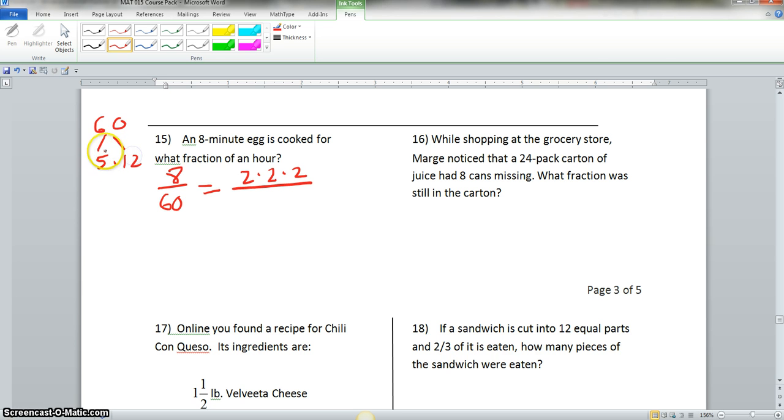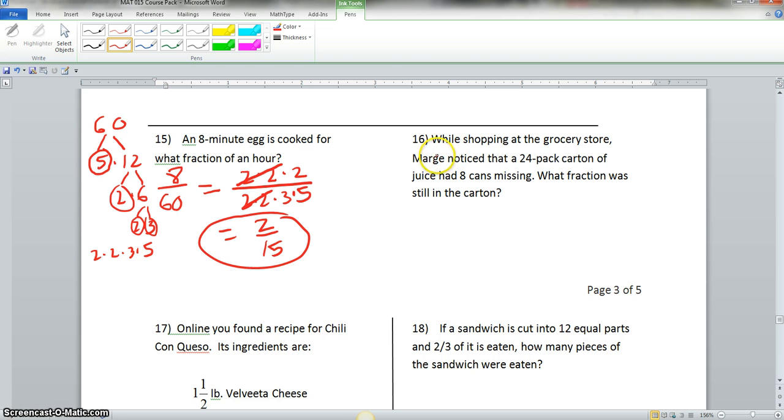5 times 12 is 60. 5 is prime, 12 is not. 12 breaks down to 2 and 6, and 6 breaks down to 2 and 3. So our prime factorization of 60 is 2 2's, a 3, and a 5. So now we have 2 sets of 2's that'll simplify out. And our final answer would be 2 over 15.